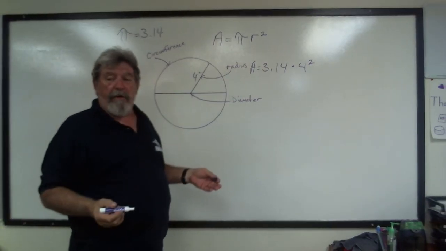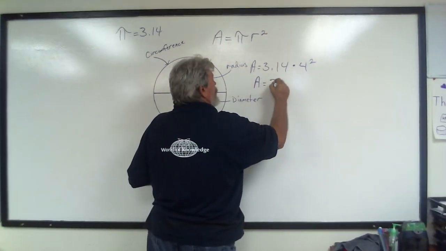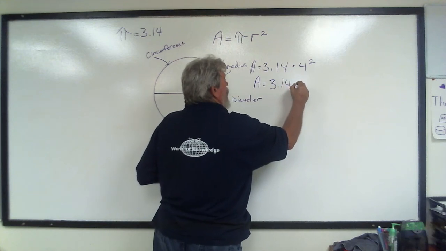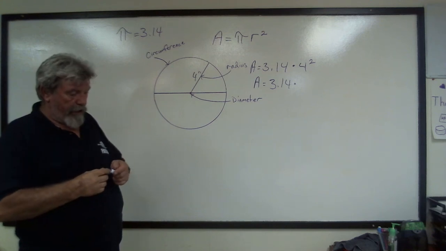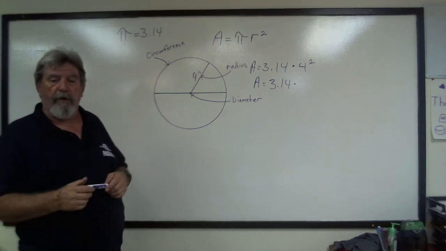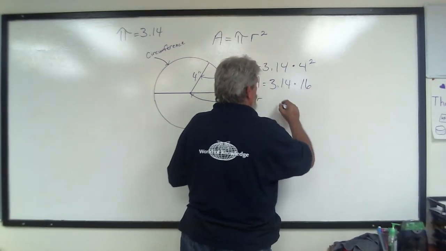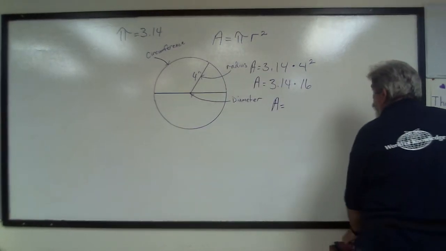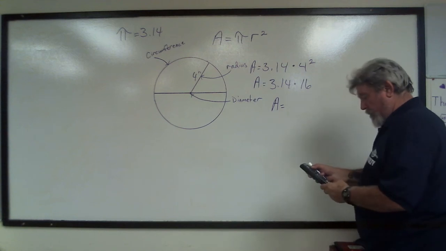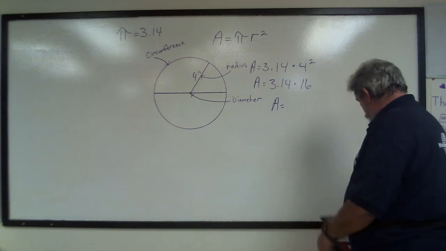Well, when we figure this all out, area equals 3.14 times 4 squared. Okay, well, 4 squared is what? 4 times 4. So 4 times 4 is 16. So our area equals 3.14 times 16, which is 50.24.